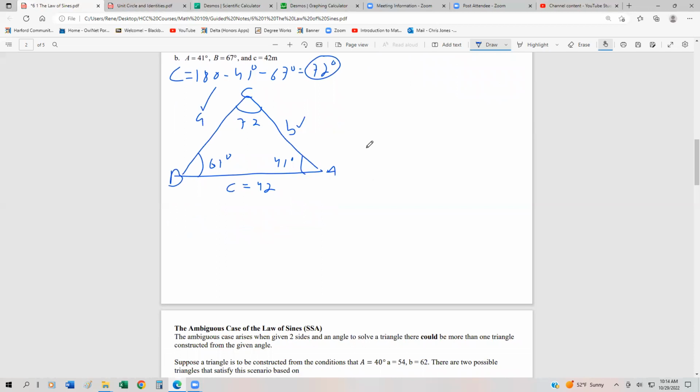So what I'm going to do is say that side B divided by the sine of B, which is 67 degrees, is going to be equal to side C, which is 42, divided by the sine of 72 degrees. And just like we did in the previous, we're going to multiply both sides by sine of 67. So B is 42 sine of 67 degrees divided by sine of 72 degrees. And then we could just shove that in our calculators.